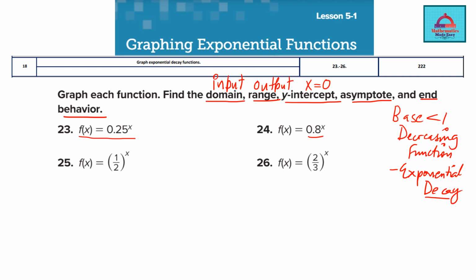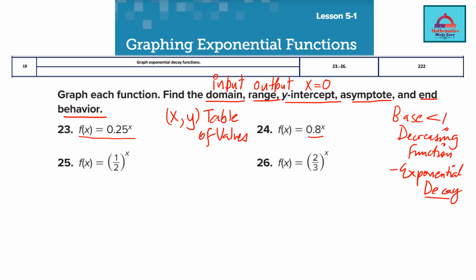So what we are going to do, we are going to draw an x and y table. You all know how to draw the table of values and then do the graph by joining the dots. So that is what we are going to do for these 4 questions. And then we are going to answer about the domain, range, y-intercept, asymptote, and end behavior.